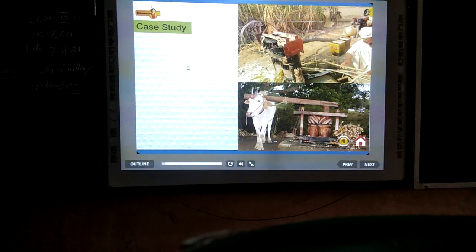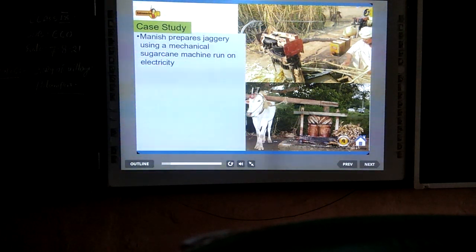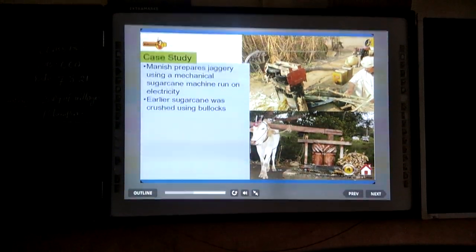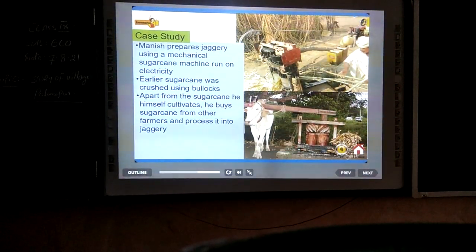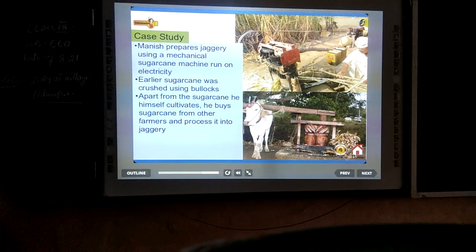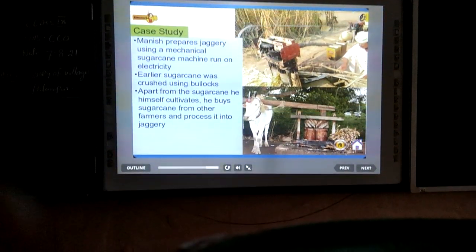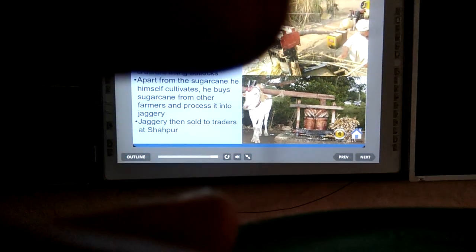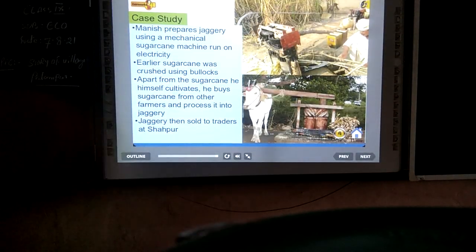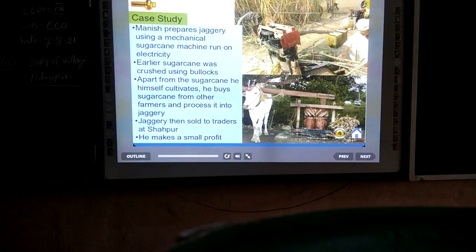Let us look at a case study. Manish prepares jaggery using a mechanical sugarcane machine run on electricity. Earlier, sugarcane was crushed using bullocks. Apart from the sugarcane he cultivates himself, he buys sugarcane from other farmers and processes it into jaggery. The jaggery is then sold to traders at Shahpur. He makes a small profit.